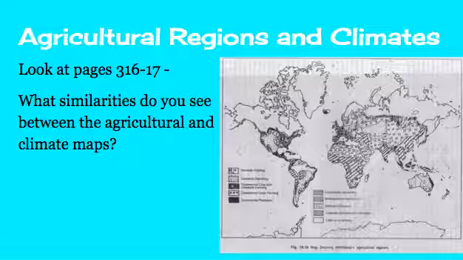Before we began with this video, I asked you to look at the maps on pages 316 and 317. And I asked you, what similarities do you see between agricultural and climate maps? Two of the examples that the book gives are that they show a relationship between areas where there's pastoral nomadism and dry climate, and shifting cultivation and tropical climates.